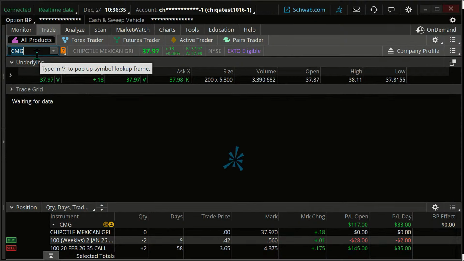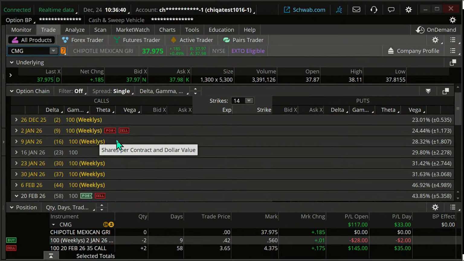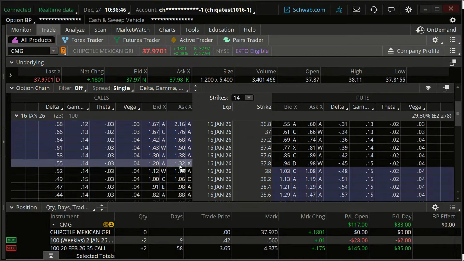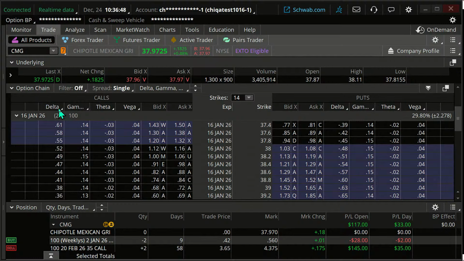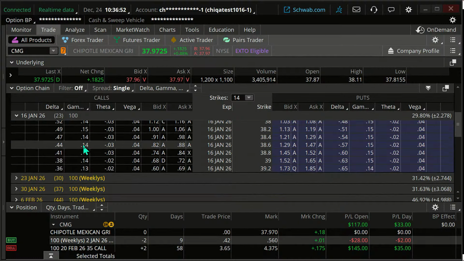Let's go to CMG. Here's the current position I have. We'll go to the monthly contracts. We'll go out 23 days. I'm going to look to roll this. I'm going to look at my delta just for a sense of where to go. And I'm going to roll this out to 30, 35 delta. We'll go to 36 delta here.